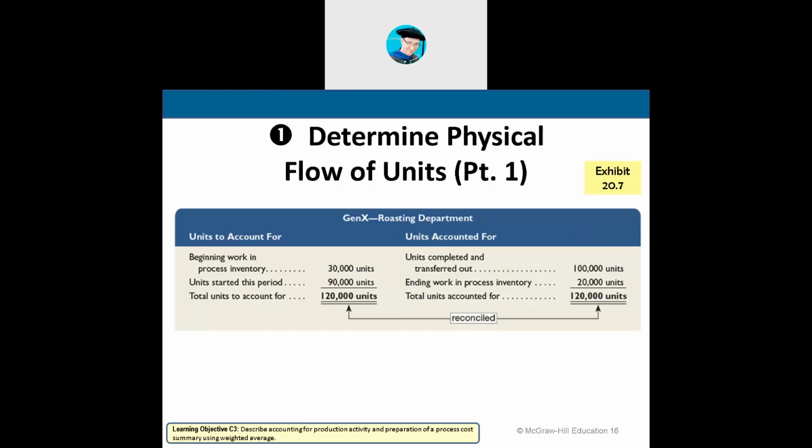Okay, so let's walk back through the process. Step 1, determine the physical flow of units. Starts beginning inventory, go work in process, a couple of steps in work in process, and then becomes finished goods. Beginning work in process plus units started during the period gives me equivalent units production, 120,000 units.